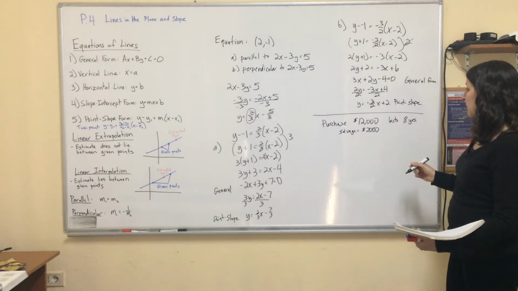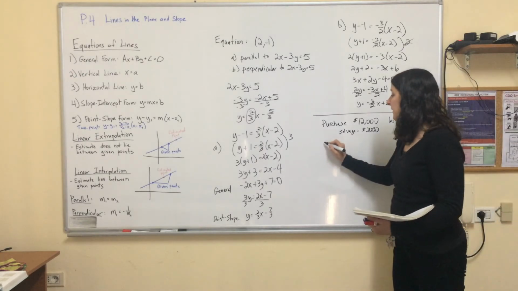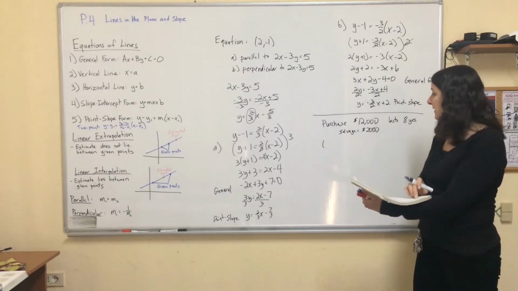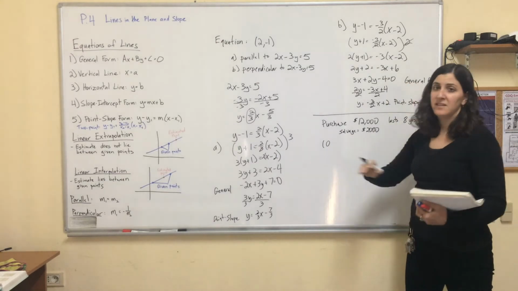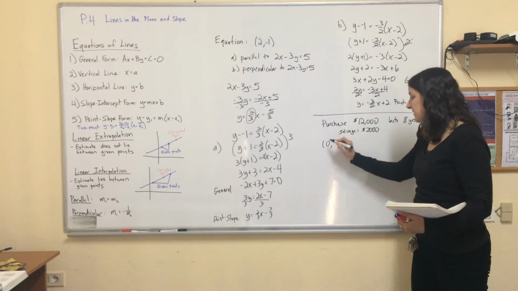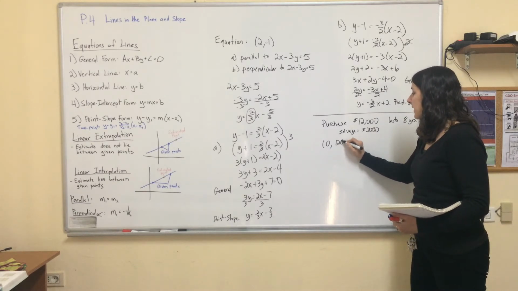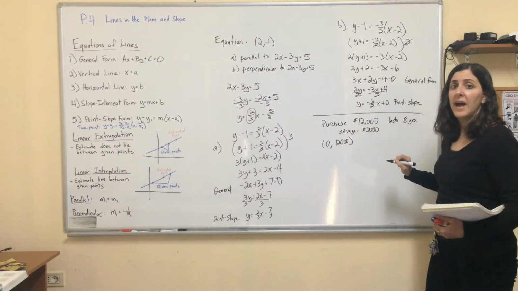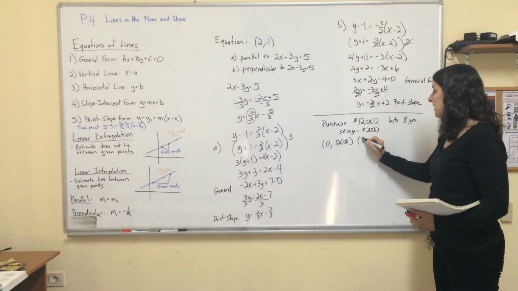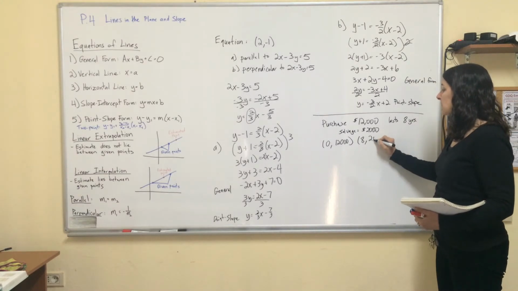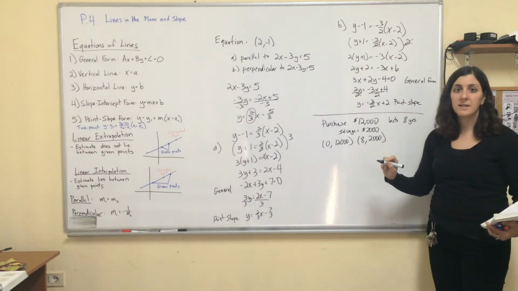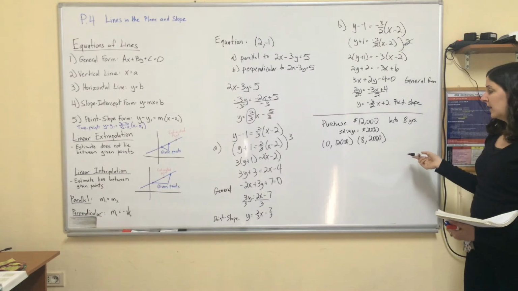So we're going to come up with points. We know that when they bought it, so I'm going to call this one 0. After 0 time has passed, I just bought it, it's $12,000. After 8 years, I know that it's going to be $2,000. So you can see how my points are with this.